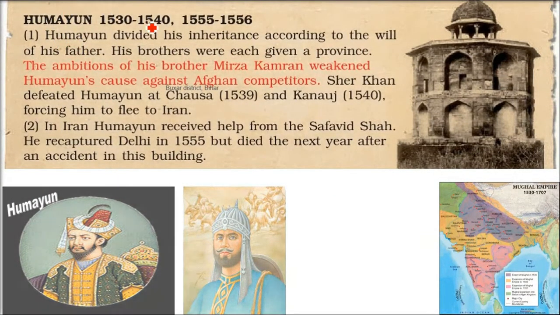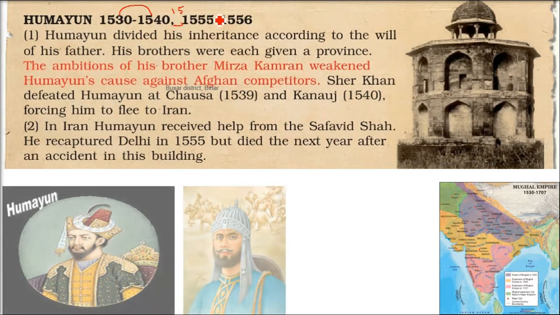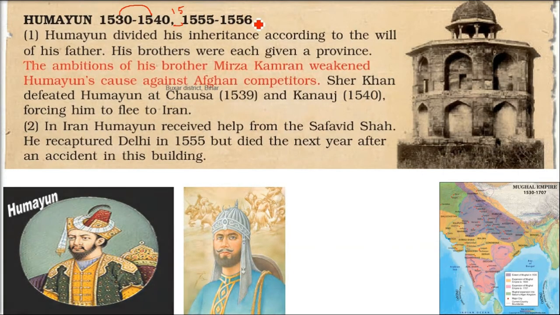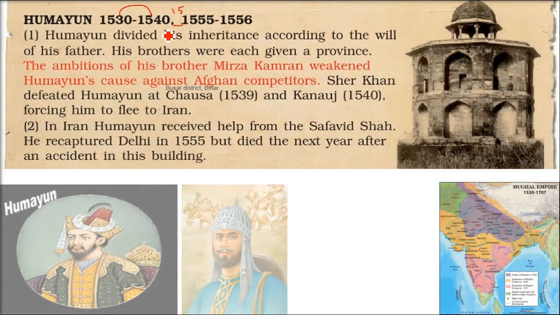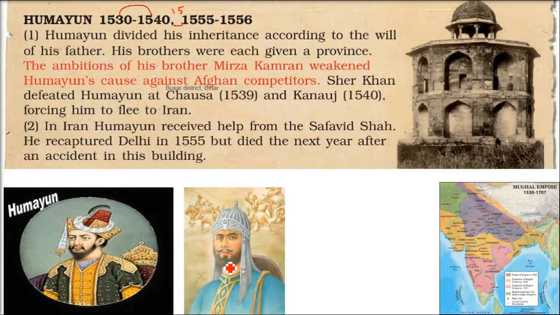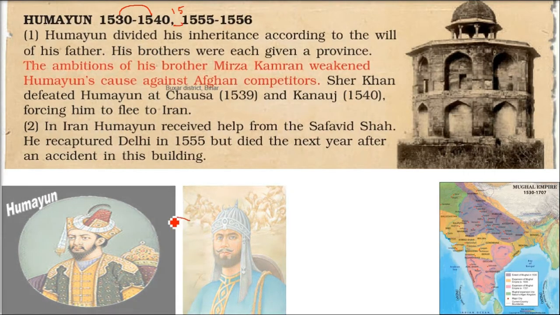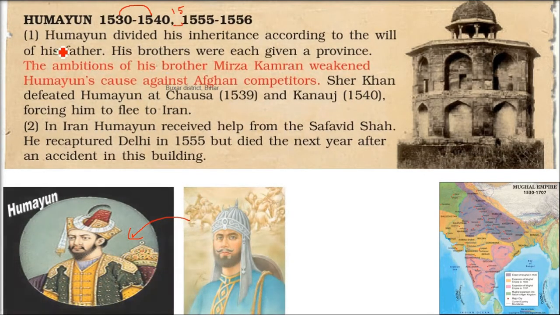Humayun. Now Humayun started with 1530 to 1540, but there is a gap of 15 years, and then from 1555 to 1556, only 1 year. So this is a 15-year gap, and this has come from Sher Shah Suri. Now Sher Shah Suri is also called Sher Khan. He defeated Humayun two times, one at Chausa, one at Kannauj.